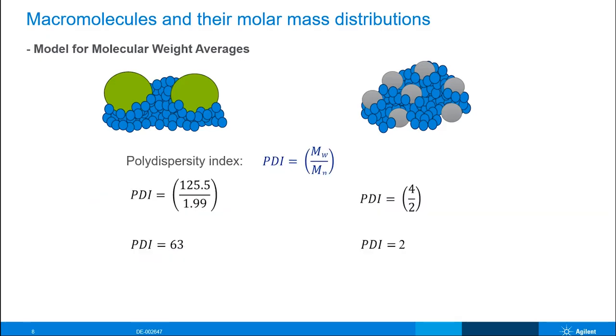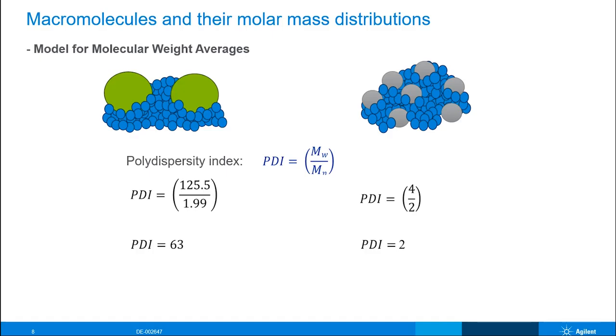So after we've determined an MW and an MN, we can put them in a ratio over one another, which we refer to as the polydispersity index. Polydispersity index, or PDI, is a measure of heterogeneity in the piles of marbles here. So we can see that looking at the left, where we have this large MW number due to these two large outliers, we end up with a dispersity index of 63. Looking at the right, where we had an MW of 4 and an MN of 2, the dispersity index is 2. And what that is essentially telling us is that the pile on the right is much more homogeneous in composition than the pile on the left.